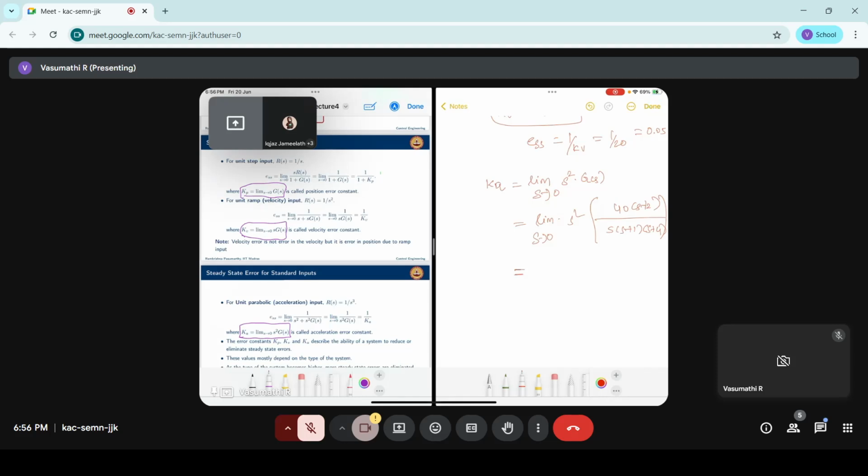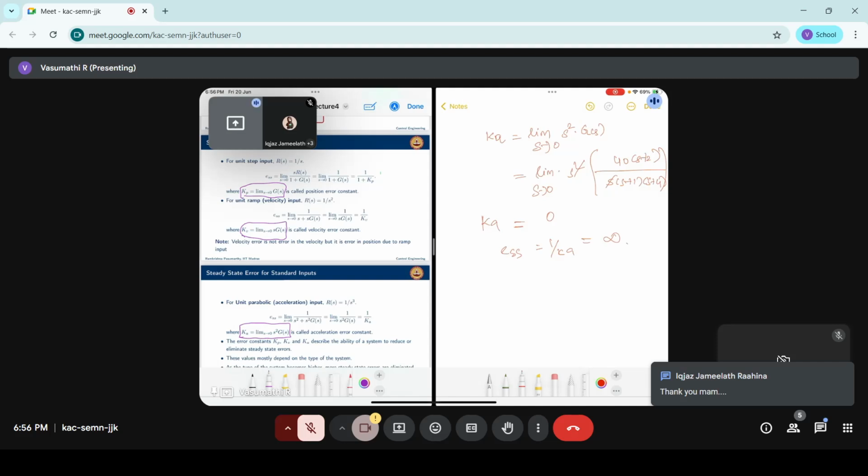Thank you. Okay, thanks. So this s and s will get cancelled. Always there is an s, so this will give you 0. Ka equal to 0, where E of s is equal to 1 by Ka. This will give you infinity. As we know, for a type 1 system, a parabolic input, which Ka belongs to, will give you infinity. So back to back, we are just practicing the table.